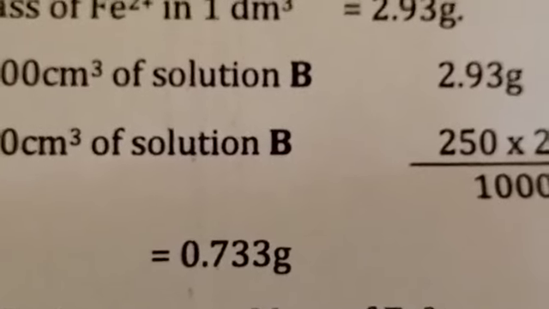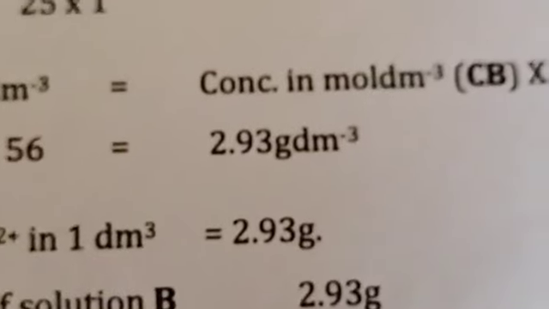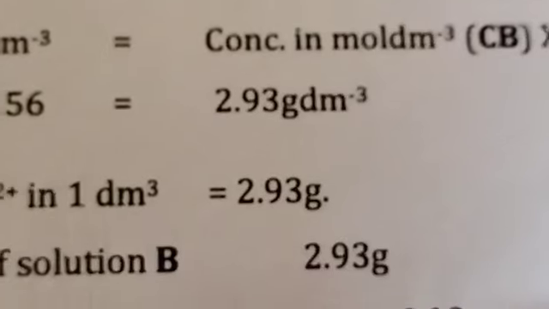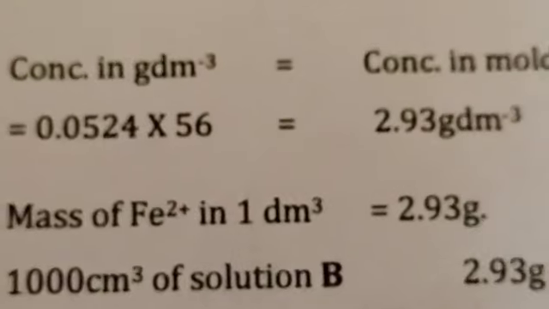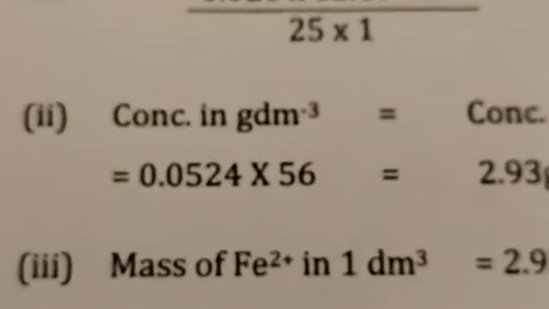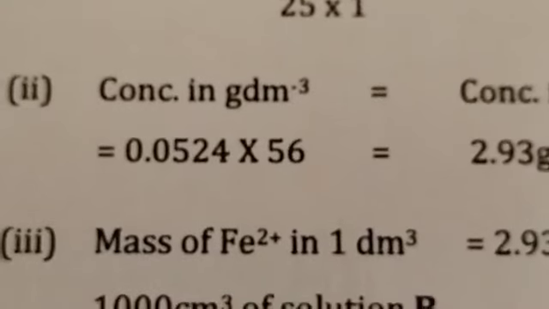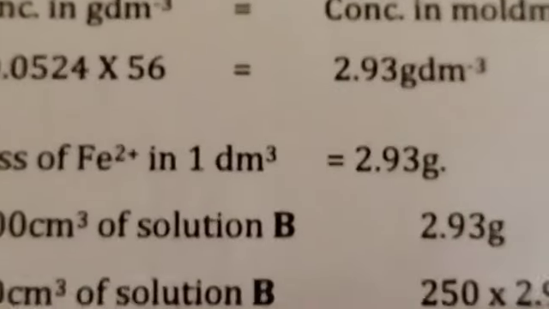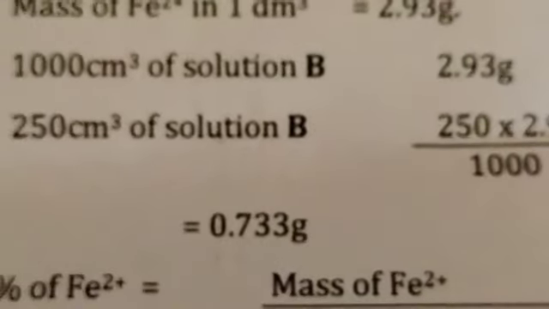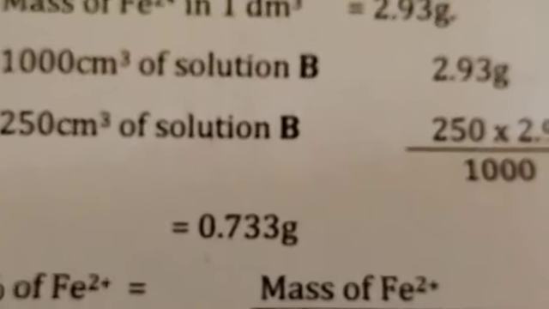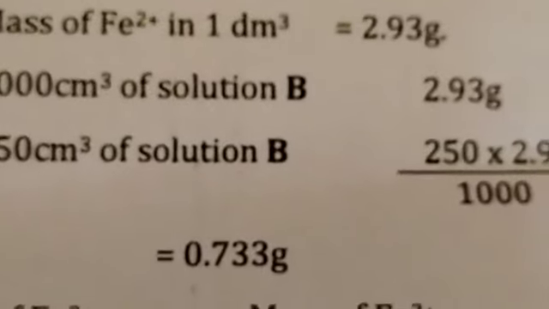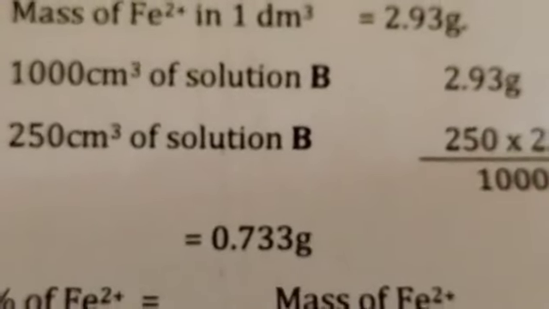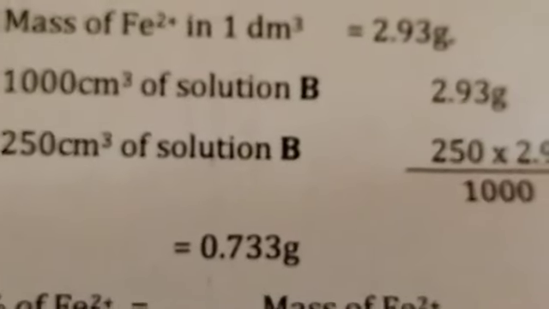Remember, your answer is based on what you got. The value of your CB will affect every other value you are getting here. So replace where appropriate, replace CB, 0.0524, with your own CB and multiply by 56, and then follow the same process to solve this number 3. So the mass of iron 2 here is 0.733 grams to 3 significant figures. All calculations will be provided in 3SF. That is chemistry practical for you. Not 3 decimal places, please.